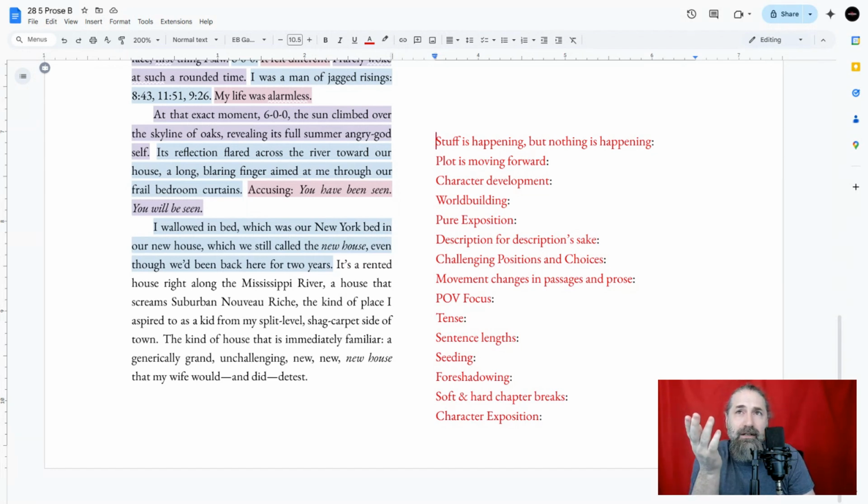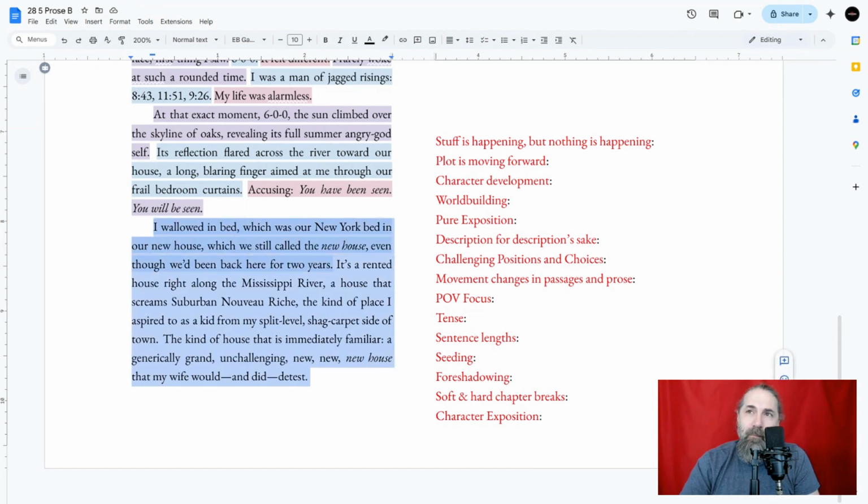Of course, if this whole thing turns out to be description or exposition, my first suggestion to an author is to seed. But as you can see, sometimes who cares, right? Because that's exactly what this passage is. "It's a rented house right along the Mississippi River, a house that screams suburban, nouveau rich, the kind of place I aspired to as a kid from my split level shag carpet side of town." Jesus. All right.